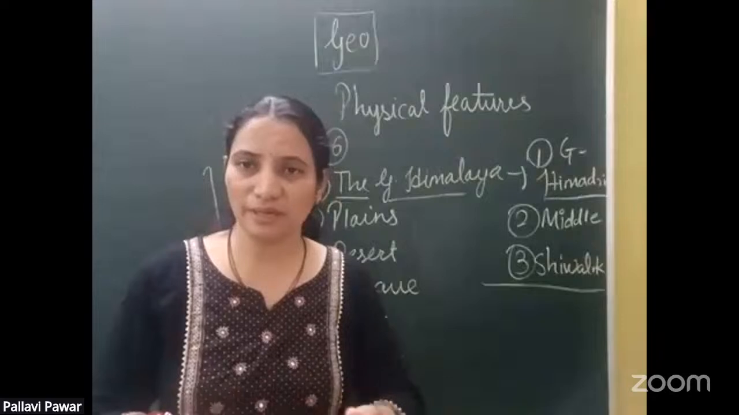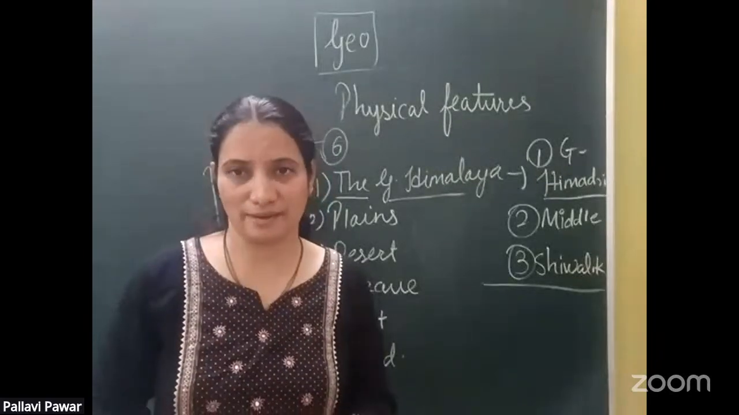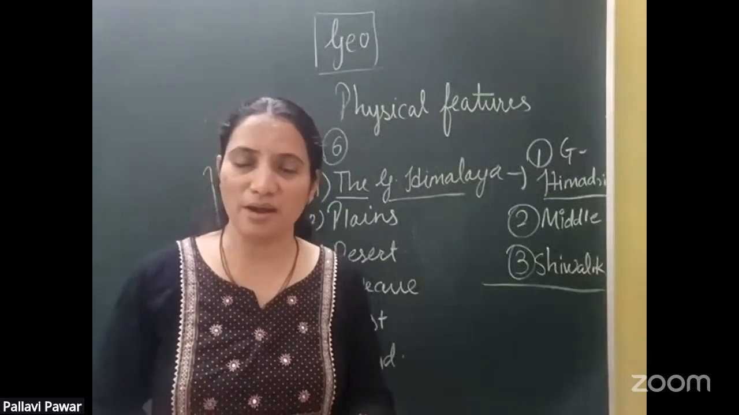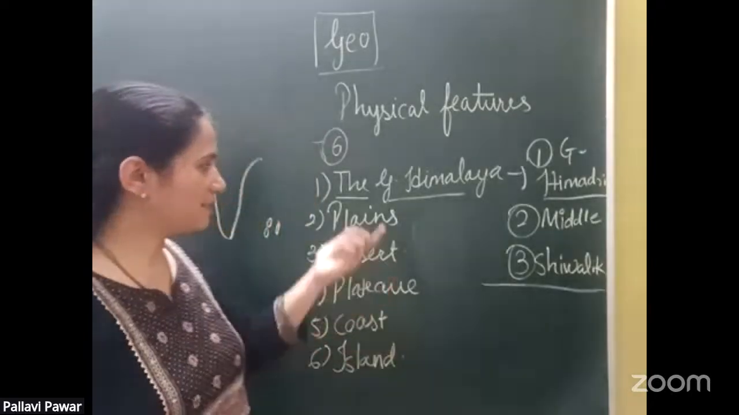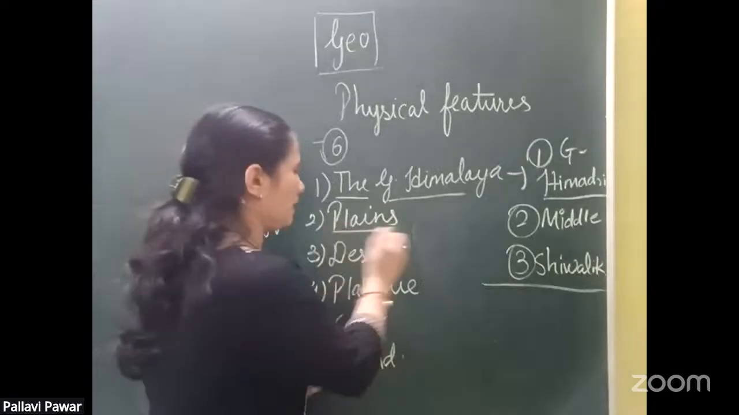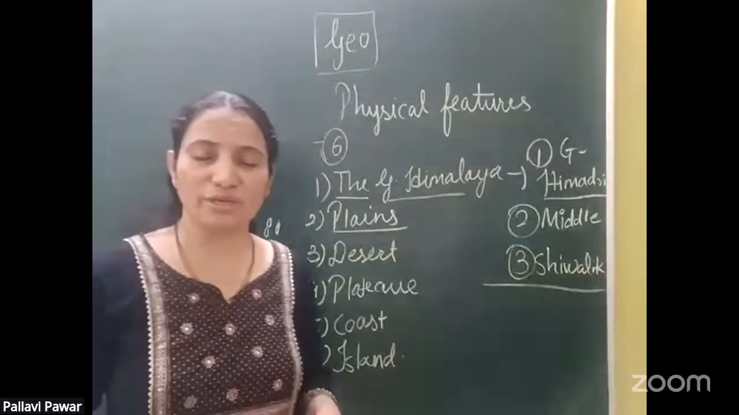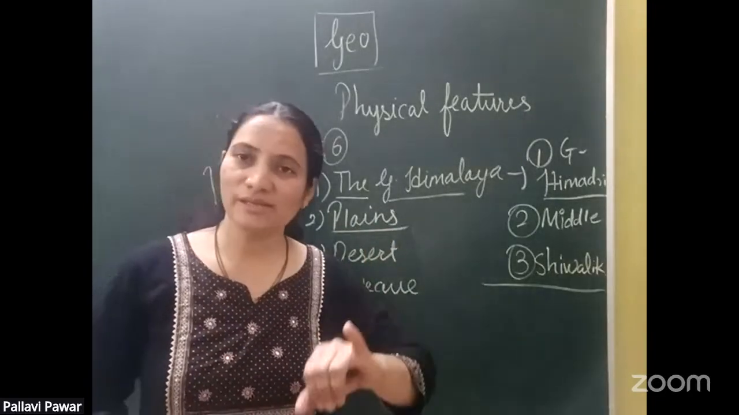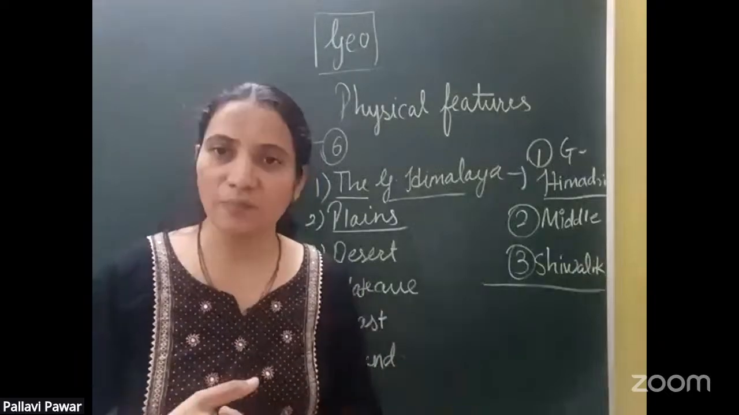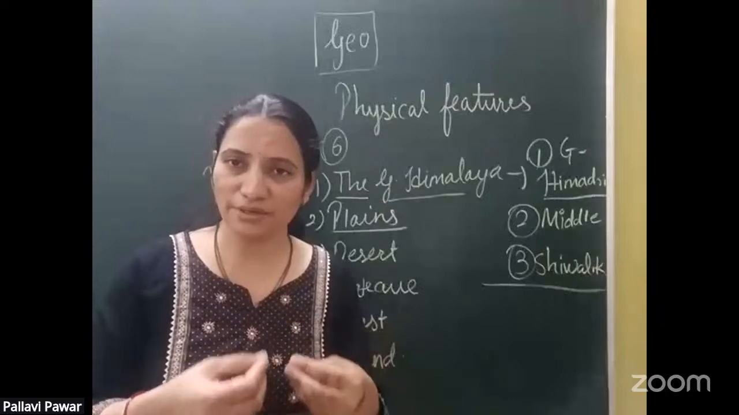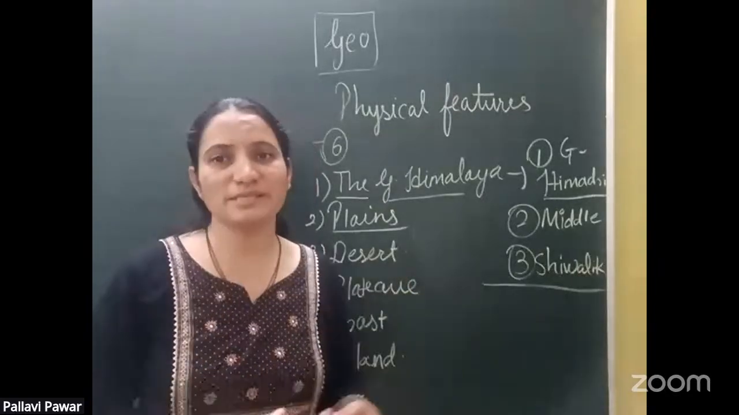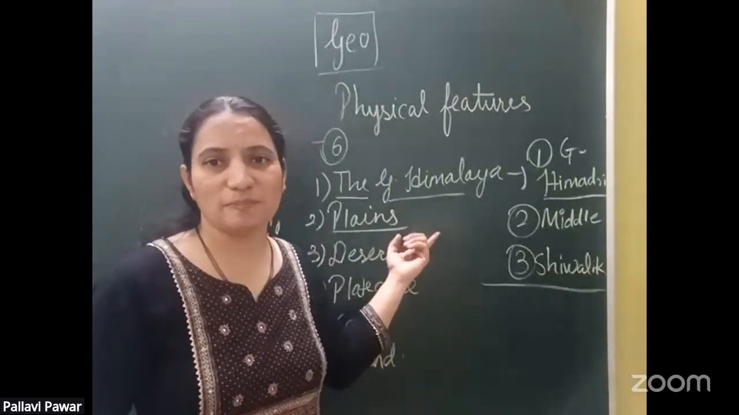Actually, here the plain area is the most fertile part of our country, India. Exactly here, downside. Do you know how this plain area is formed? Actually, the river Indus, Yamuna and Ganga. These three most important rivers have formed this land. It's called plains.